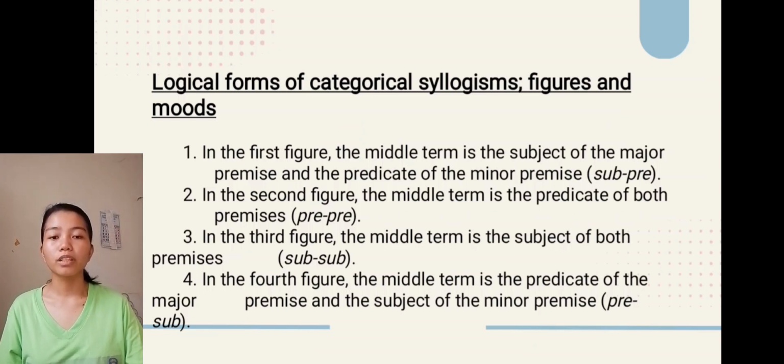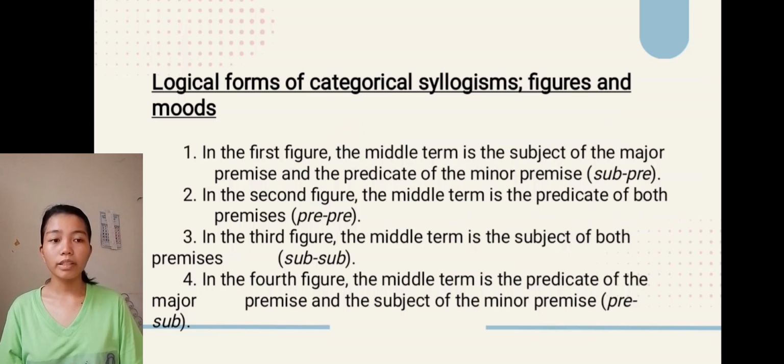The figure of a categorical syllogism refers to the placement of the middle term in the premises. There are four figures, each determined by where the middle term appears in the premises. In the first figure, the middle term is the subject of the major premise and the predicate of the minor premise.